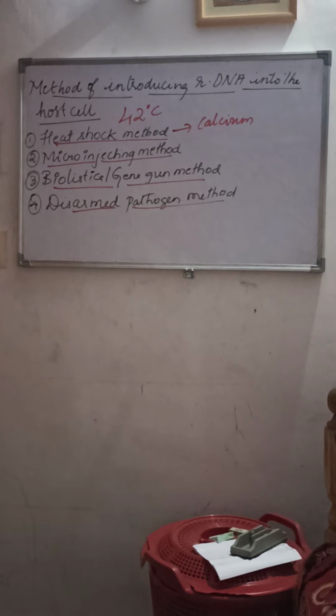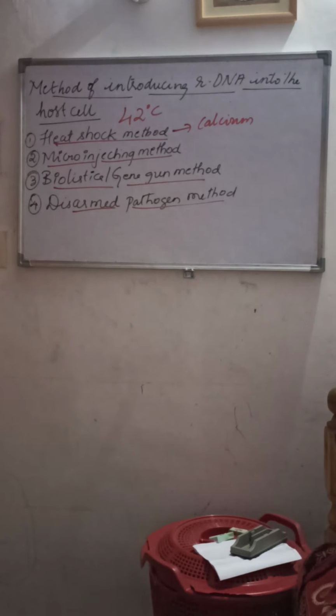So the disarmed pathogen method is nothing but what? It is the method in which the disarmed pathogen vector is allowed to infect the cell and then the rDNA is transferred into the host cell. So these are the four important methods by which the rDNA is introduced into the host cell. That is heat shock method, micro-injecting method, biolistic or the gene gun method, and the disarmed pathogen method.